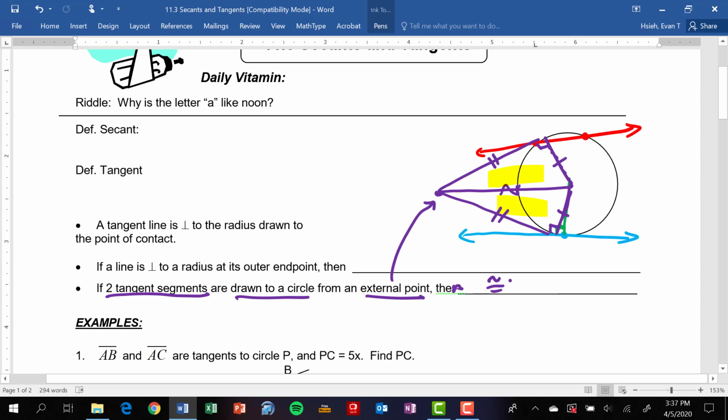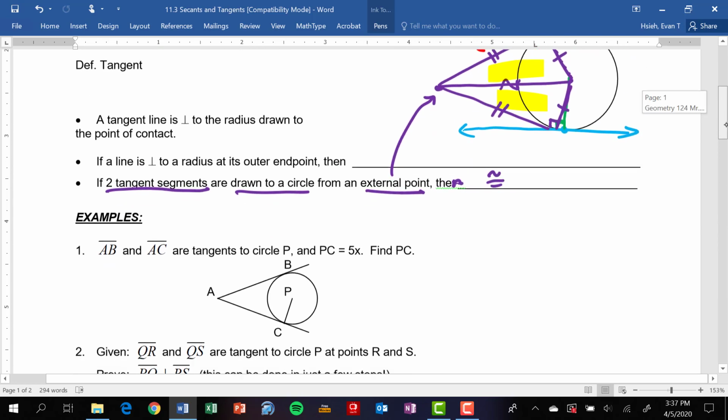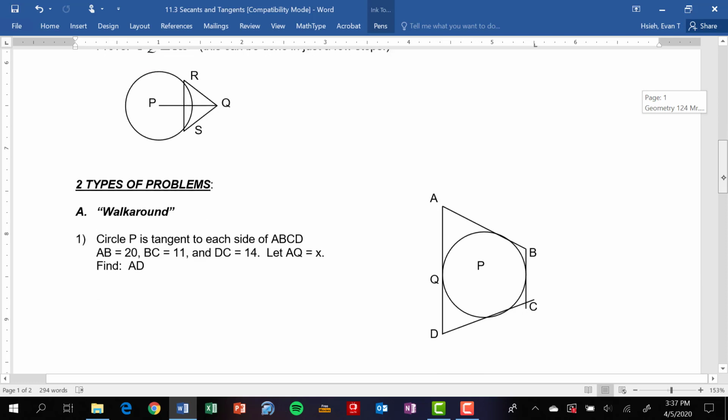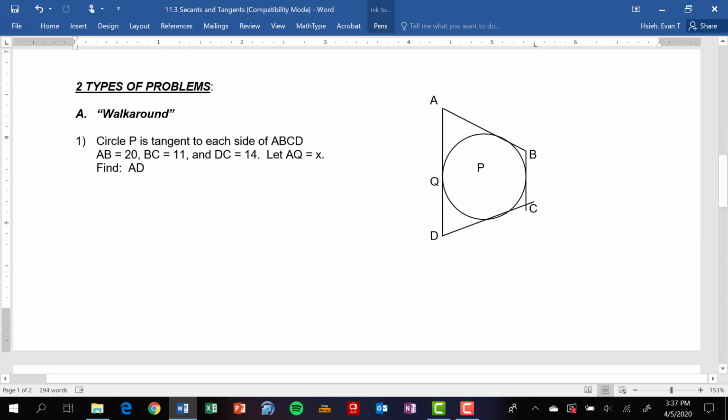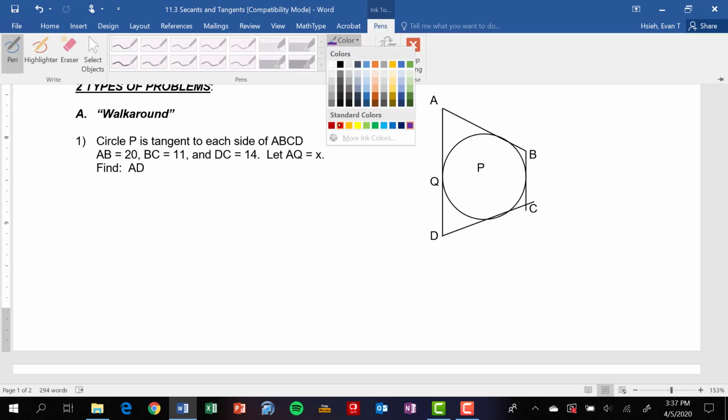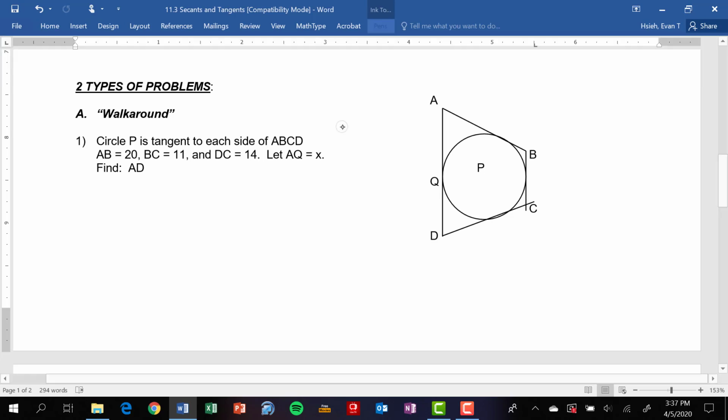And that's something that we're going to need as we go into the first type of problem that we're going to talk about. That's called a walk-around. I'm going to do a couple of these walk-around problems. First one here is a circle that's tangent to each side of a quadrilateral. So it's tangent, meaning it hits exactly 1 point along the circle there.